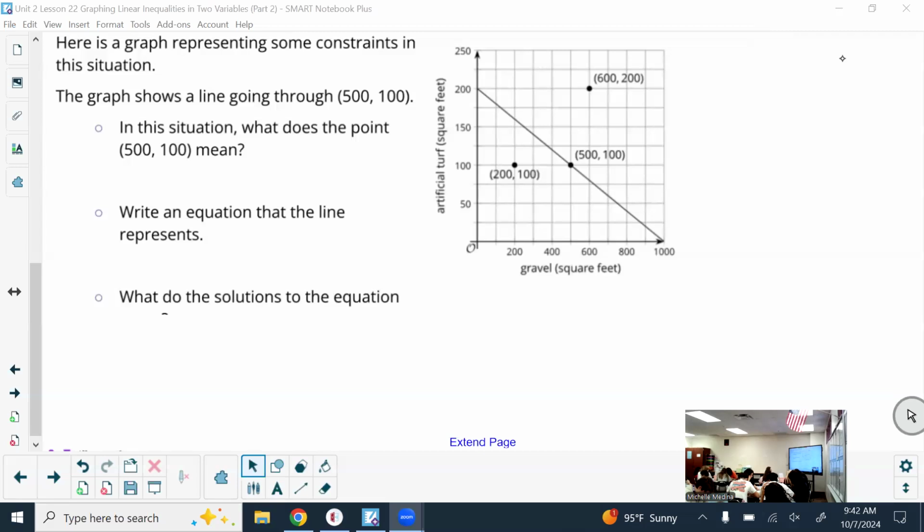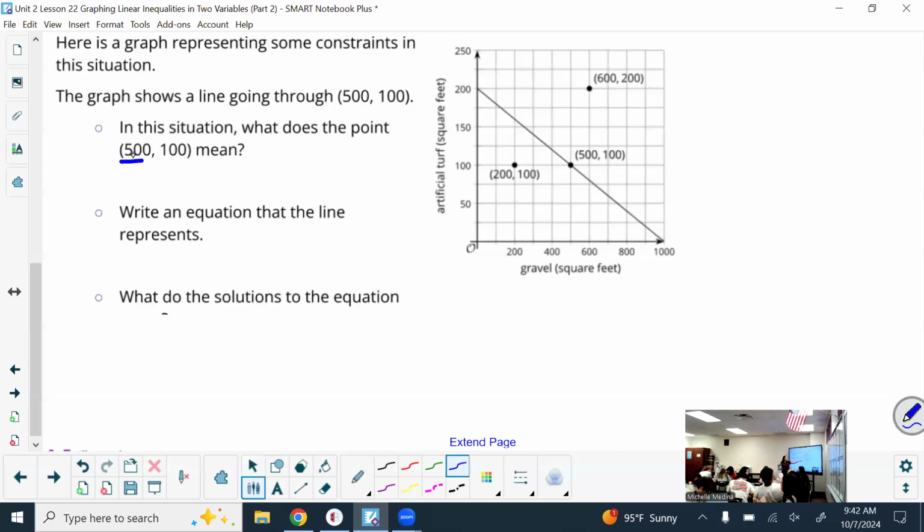Table 4, can you tell me what the (500, 100) means in this situation? Okay, so which one specifically is for the gravel? Okay, good. I didn't read you the paragraph, but you could read it yourself. It does give you the graph, so you can read the x-axis. They use this in place of the x. That means that that is 500 square feet of gravel.